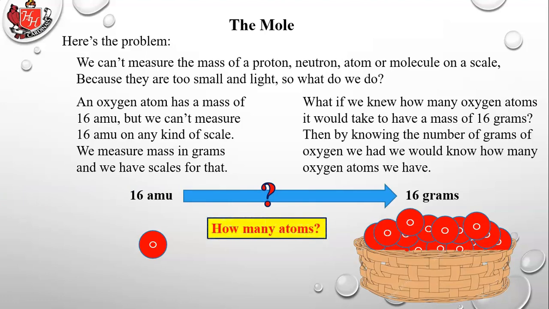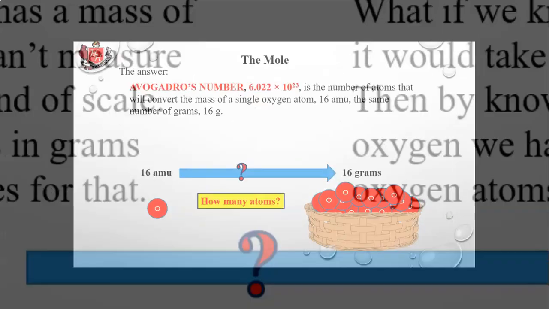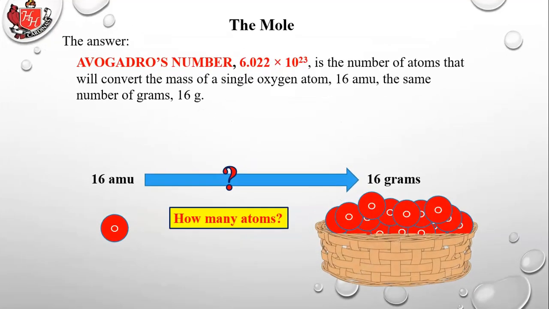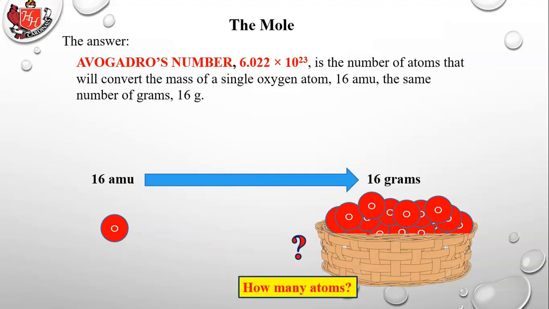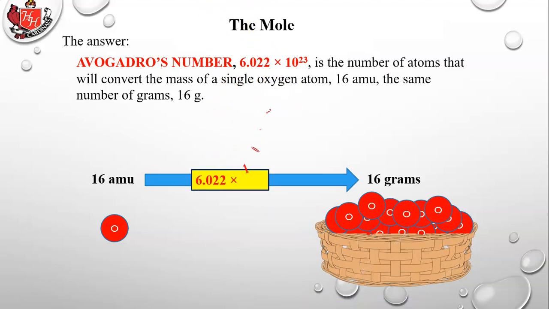But how many atoms? What is that number that gets us from the mass of one oxygen atom, 16 atomic mass units, to the exact same number, 16, of grams? How many atoms would that take? Well, the answer is Avogadro's number, 6.022 times 10 to the 23rd. This is the number of atoms that will convert the mass of a single oxygen atom at 16 atomic mass units to the same number of grams, 16 grams.